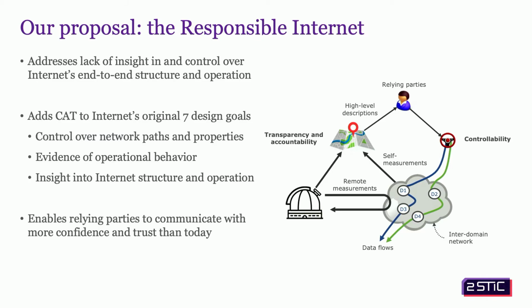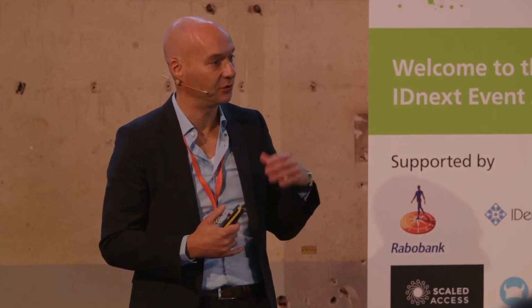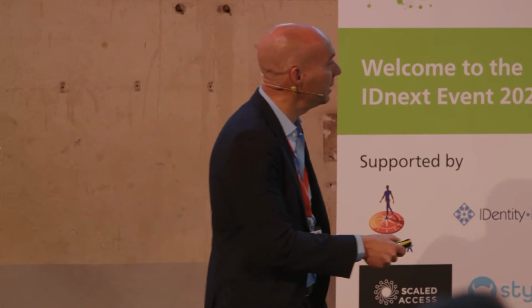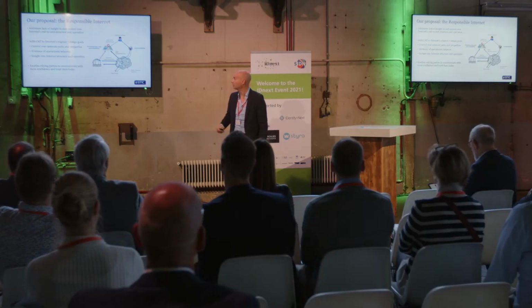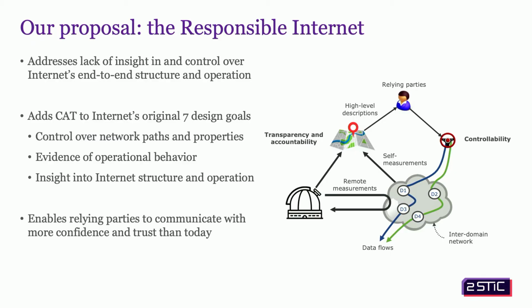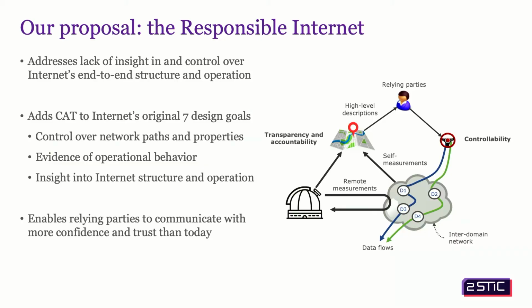So what it's trying to do is address that lack of insight and control over the network infrastructure by adding these CAT principles. So controllability, accountability, and insight. So this is what you're seeing on the right over here. Does it work? No, not really. Anyways. So what you're seeing in the graph is the internet infrastructure as we know it today, with the Ds representing the autonomous systems, because they're sometimes also called domains.